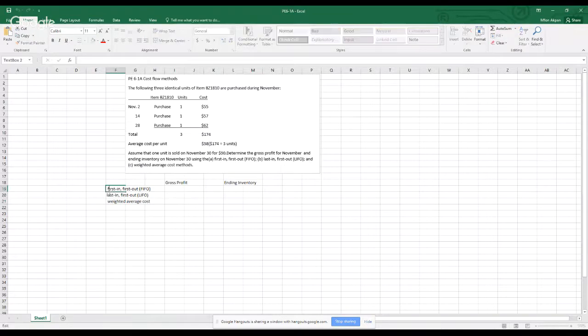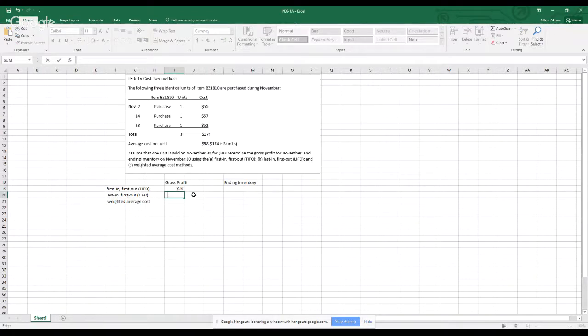So first one, let's calculate. Let's just go down the column and let's look at the gross profit. So gross profit, we know that the items are sold for $90. So that's the sales price minus the cost of goods sold. So in this case, if we're doing FIFO, first in, first out, we're going to use the cost of the item from November 2nd, which is $55. So we've got a $35 gross profit using FIFO.